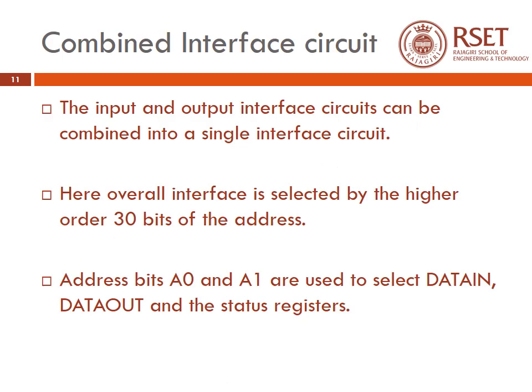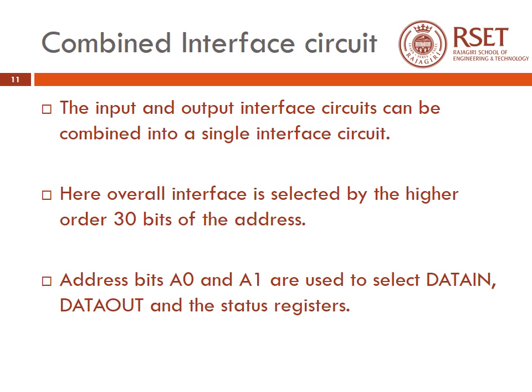We have already discussed the input interface circuit and output interface circuit. Now we will combine them together into a combined interface circuit. That is, the input and output interface circuits can be combined into a single interface circuit, and here the overall interface is selected by the higher order 30 bits available on the address line of the processor.